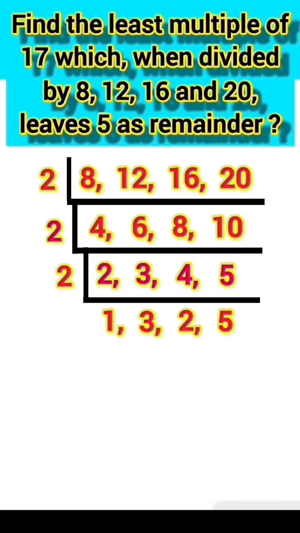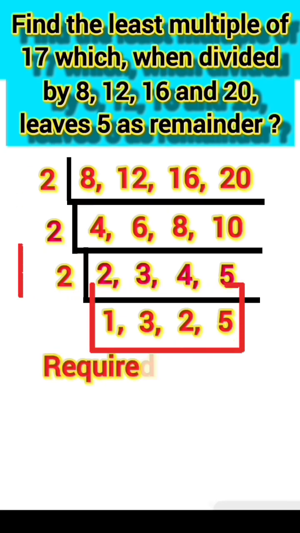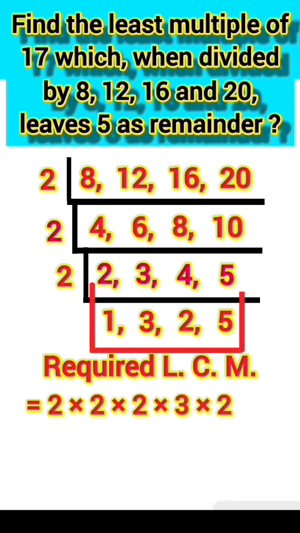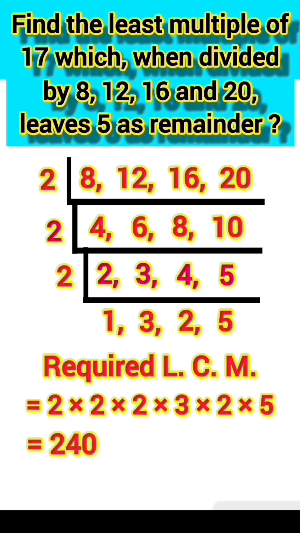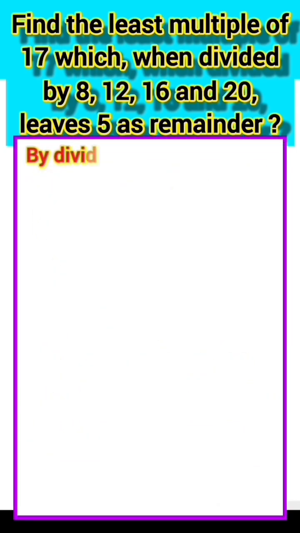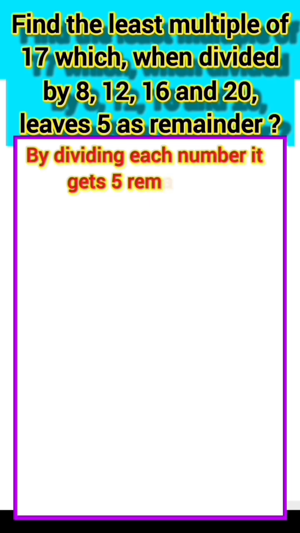So our LCM is the product of their prime numbers, column wise and row wise. That is LCM equal 2 into 2 into 2 into 3 into 2 into 5. That is 2 into 2 is 4, 4 into 2 is 8, 8 into 3 is 24, 24 into 2 is 48, 48 into 5 is 240. So 240 is our LCM. Am I clear? By dividing each number it gets 5 remainder.